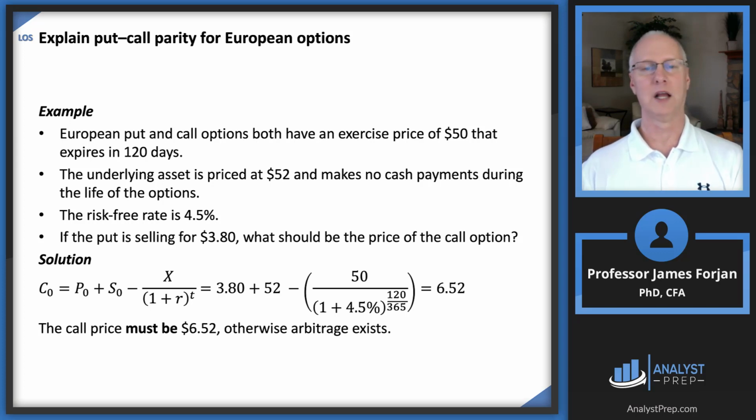Wow, that sounds like a lot of stuff, but all we're going to do is use put-call parity, do a little algebra, and we'll solve for $6.52. If the call price is not $6.52, there's going to be an arbitrage opportunity. How cool is that?